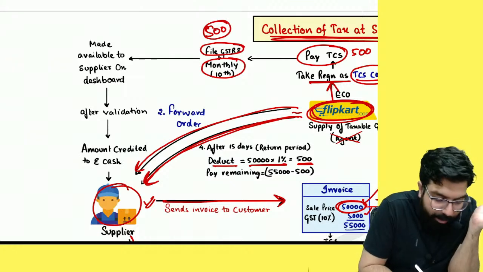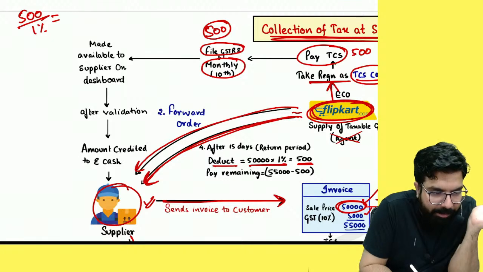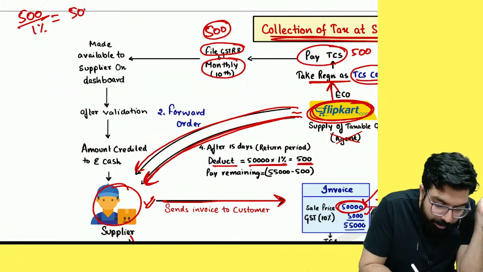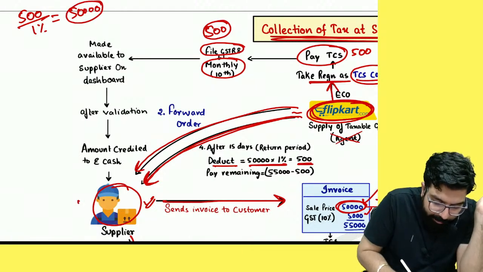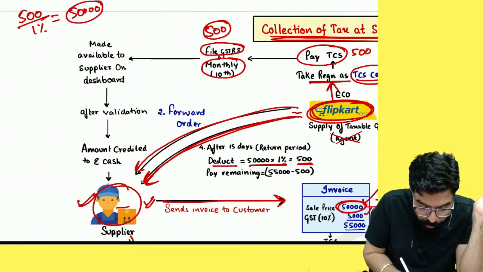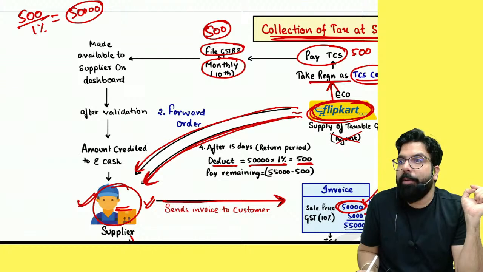The government will do one calculation. 500 rupees is 1%. How much is 100%, everyone? 50,000. So the government will say, oh, this boy is selling goods for 50,000 through Flipkart. Now, if I don't show a sale of 50,000 in my return, the government will catch me. Are you guys able to understand?